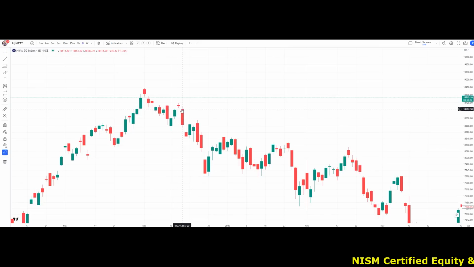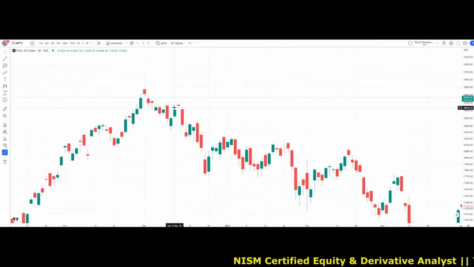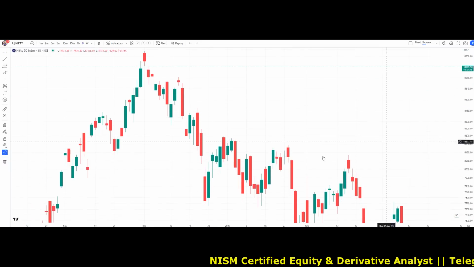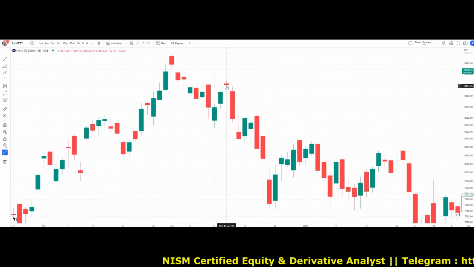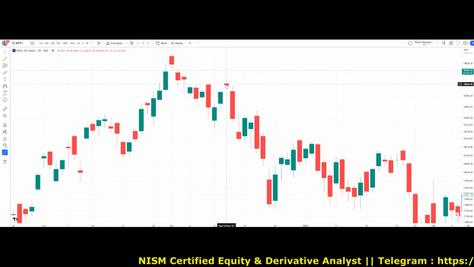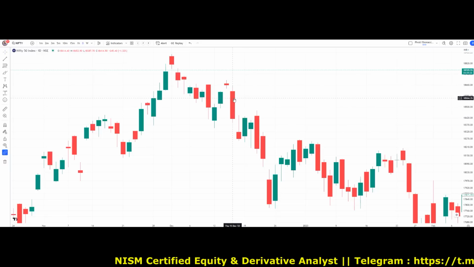That is, the second candle's high should be lower than the first candle's low, and this is a red candle and closed below the first candle's low. Okay, you can see that this is a doji candle, and the low of this candle is 18,632 and the high of this candle is 18,652.